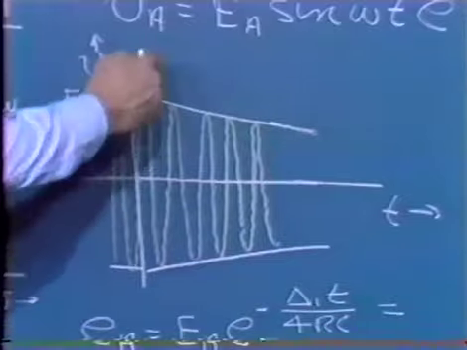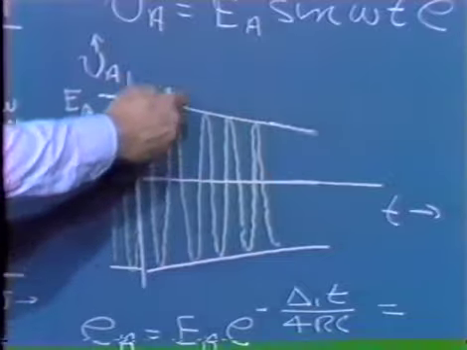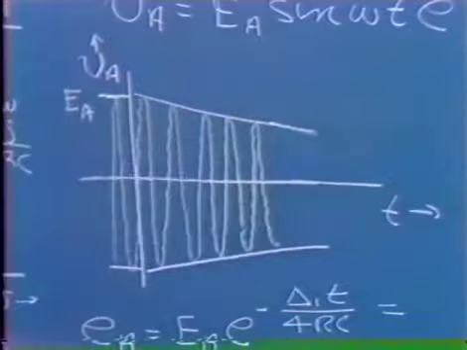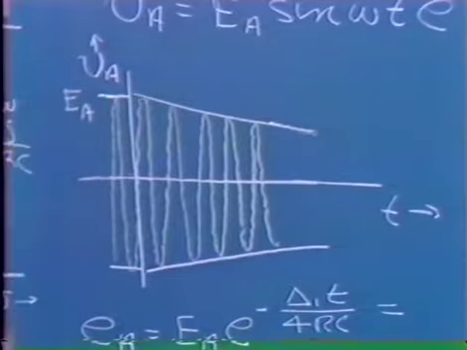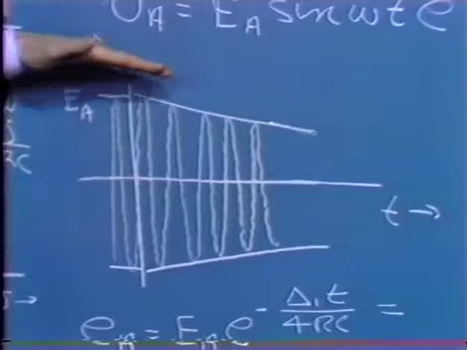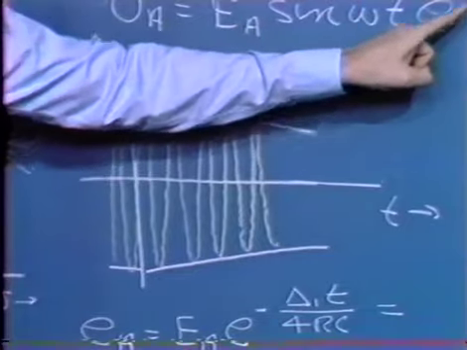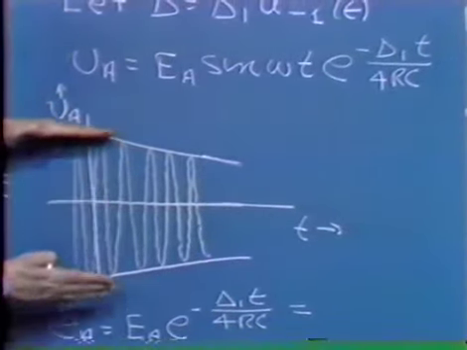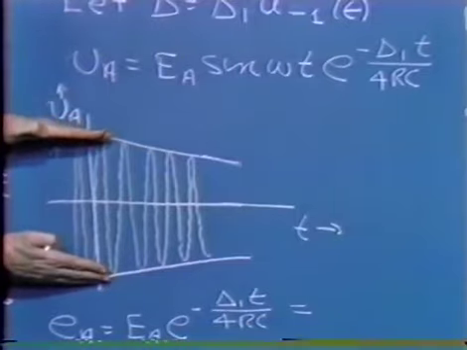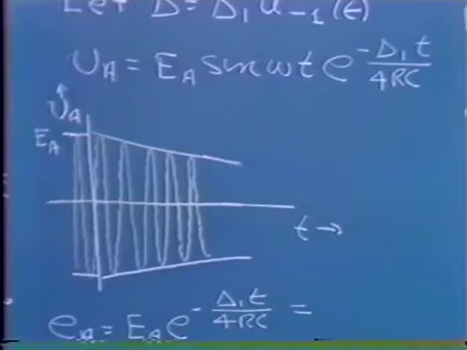Here the oscillation is running along at a high frequency, in fact determined by the RC constant. So this is running along like so. Prior to time t equals 0, delta is 0, so the amplitude of the oscillation is constant, and the magnitude is E sub A. For times greater than 0, the amplitude decays exponentially, the envelope going as E sub A, e to the minus delta 1 over 4 RC times t. So we have the oscillation running back and forth, constant amplitude up to time t equals 0. For a positive value of delta, an exponentially decaying amplitude thereafter.